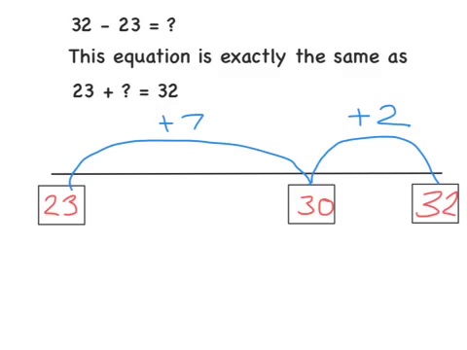Now here's the trick. How much have we added all together here? To get from 23 to 30, we've added 7. To get from 30 to 32, we've added 2. 7 plus 2, well that's 9, isn't it? 9. 23 plus 9 equals 32. Now because we solved this bottom equation here and found out that the question mark equals 9, 23 plus 9 equals 32, we can flip that around to say that 32 take away 23 equals 9. So the answer is 9.